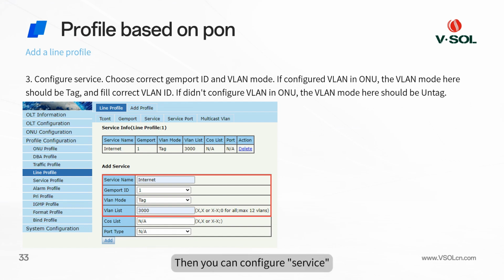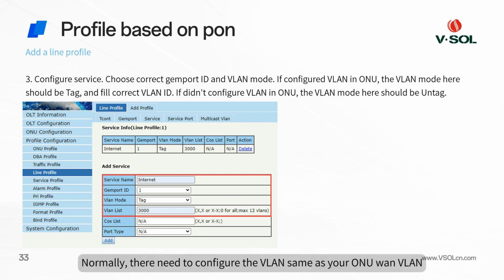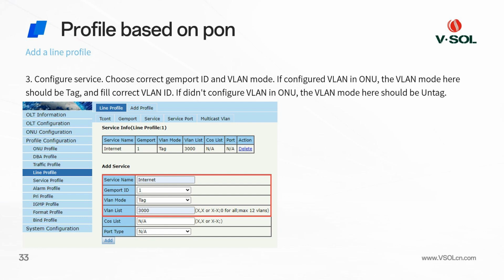Then you can configure service. Please choose the correct Gemport ID and VLAN mode. If VLAN is configured in the ONU, the VLAN mode here should be tag. And you need to fill in the correct VLAN ID. Normally, you need to configure the same VLAN as your ONU WAN VLAN. If you did not configure a VLAN on the ONU, then the VLAN mode here should be untag.